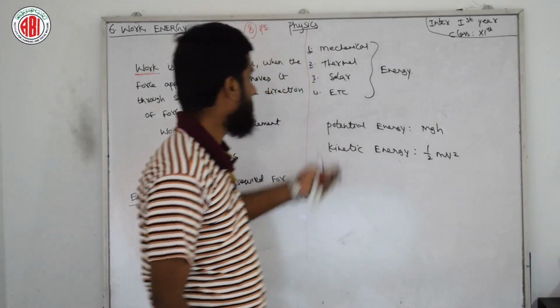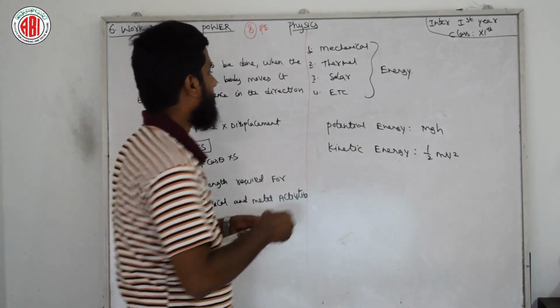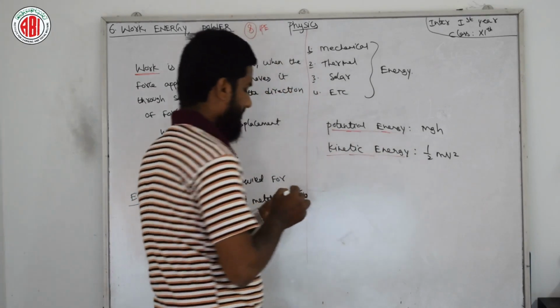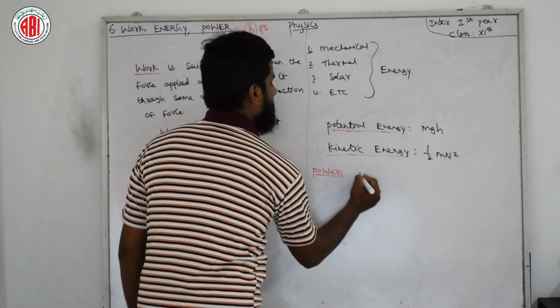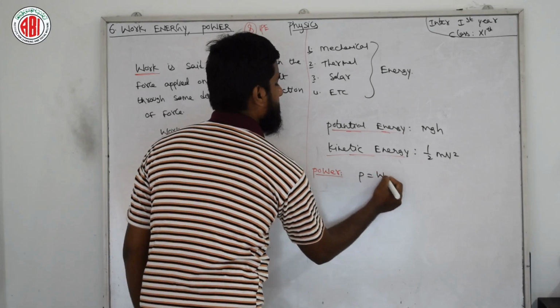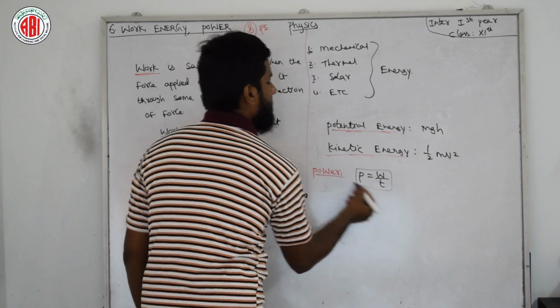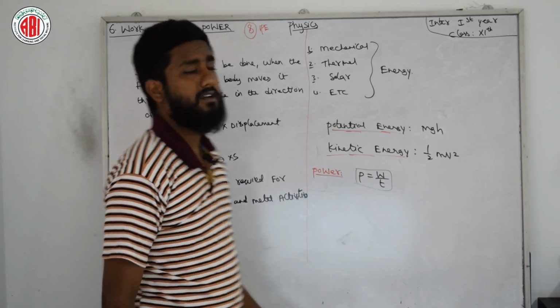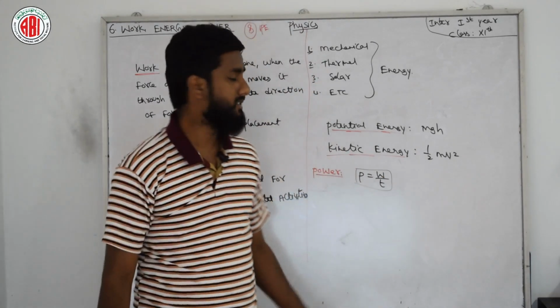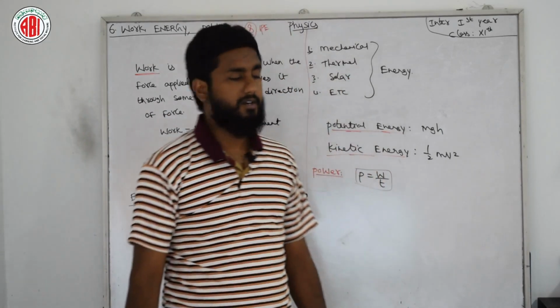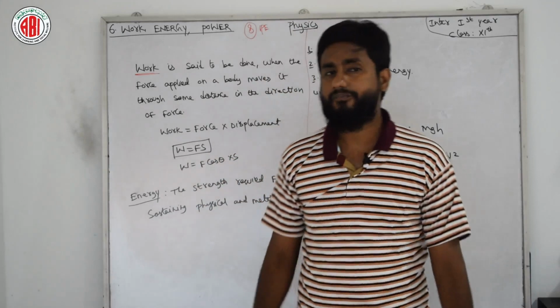So these two things you need to remember related to energy. Now coming to power. What is power? For power you can just remember the formula P is equal to W by T. So we can say that power is nothing but the work done by time. Simple, you can remember. This is a basic thing you have to write.